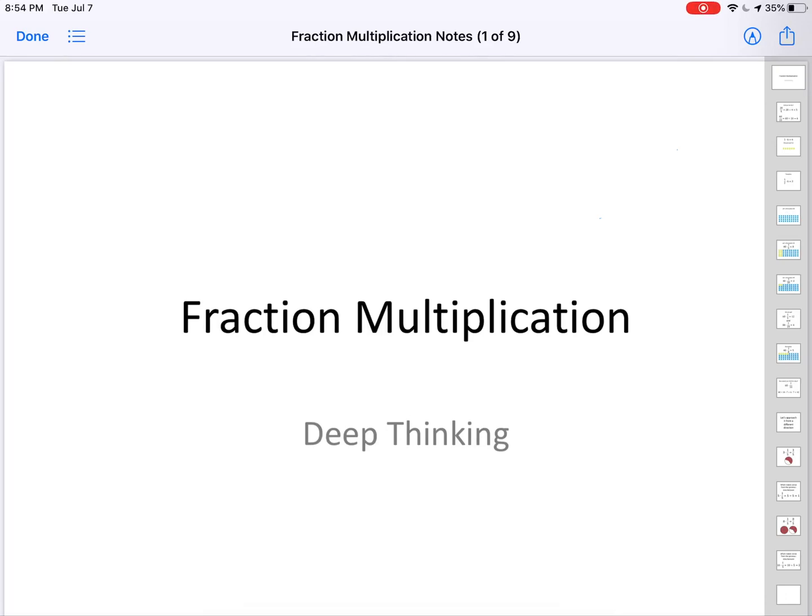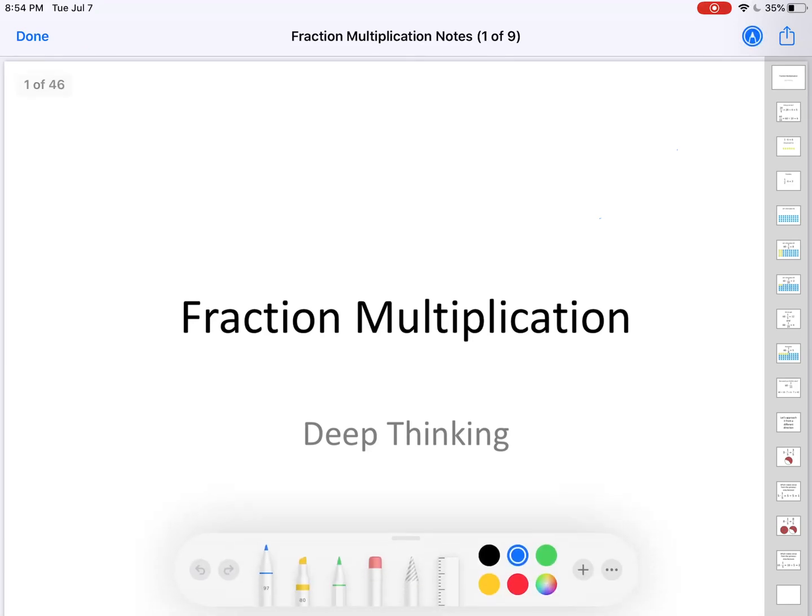Hello. Today's lesson is about fraction multiplication. Specifically, it's about multiplying whole numbers times fractions. Now, I know that many of you have learned how to multiply whole numbers by fractions, and you'll show me something like this.